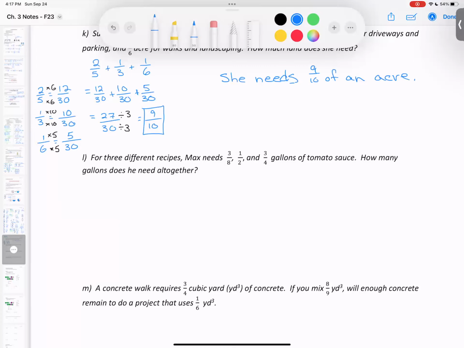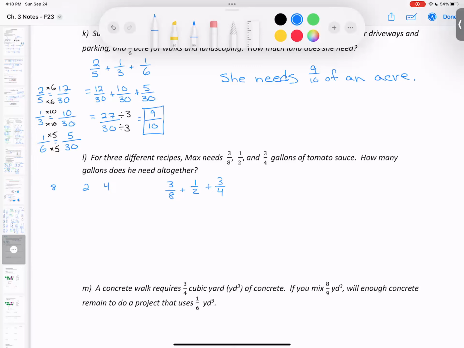Okay, let's try this question together. So Max is making 3 different recipes. He needs 3/8, 1/2, and 3/4 of a gallon of tomato sauce. And he wants to know how many gallons he needs altogether. Okay, so we want to add these 3 together. So 3/8 plus 1/2 plus 3/4. So we're going to be looking for a common denominator here. So we're looking for a common denominator of 8, 2, and 4.